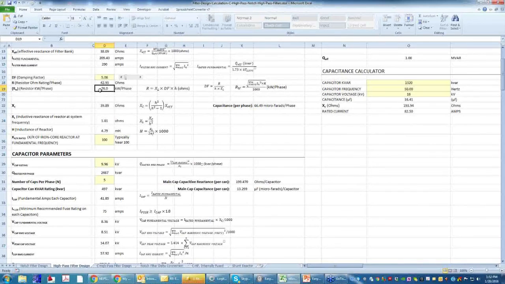at least you double what you calculate for the resistor. And again, it's very important that you have a lot of margin in the resistors also, because there are things that occur on the system that you may not account for. So it's typical that you at least double the rating from what the filter is designed for.